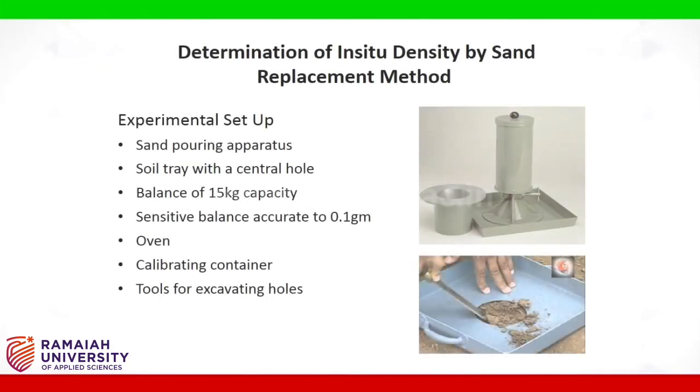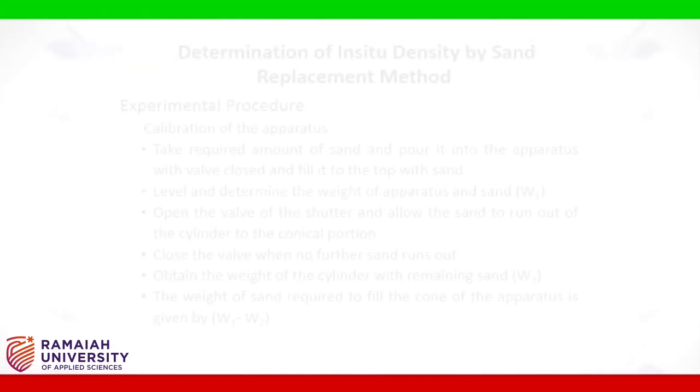Experimental setup: sand pouring apparatus, soil tray with a central hole, balance of 15 kg capacity, sensitive balance accurate to 0.1 grams, oven, calibrating container, tools for excavating holes.